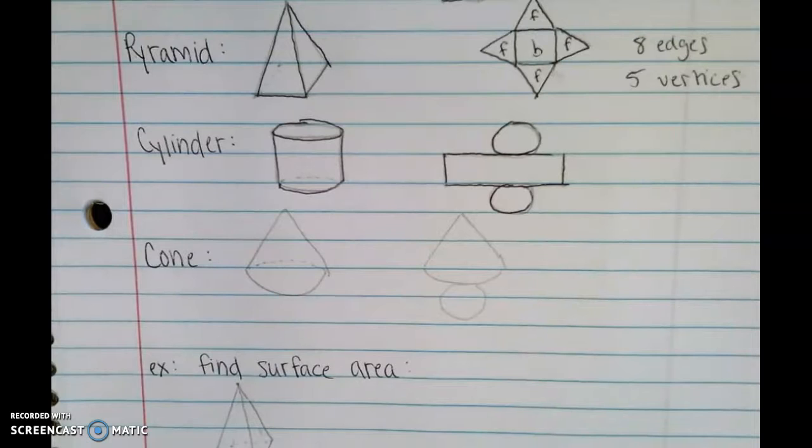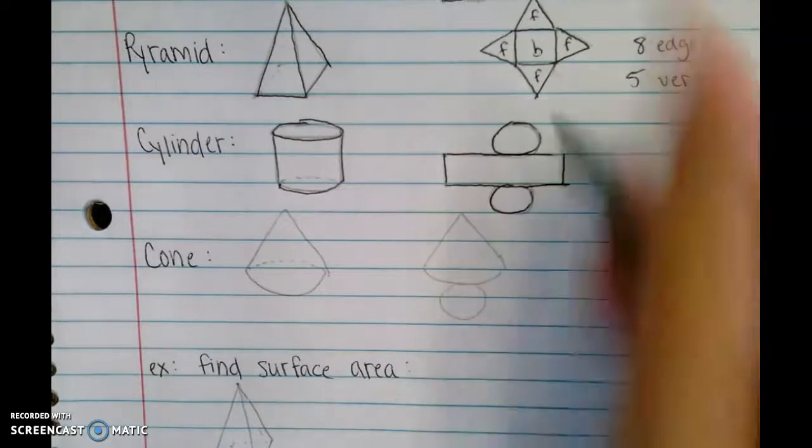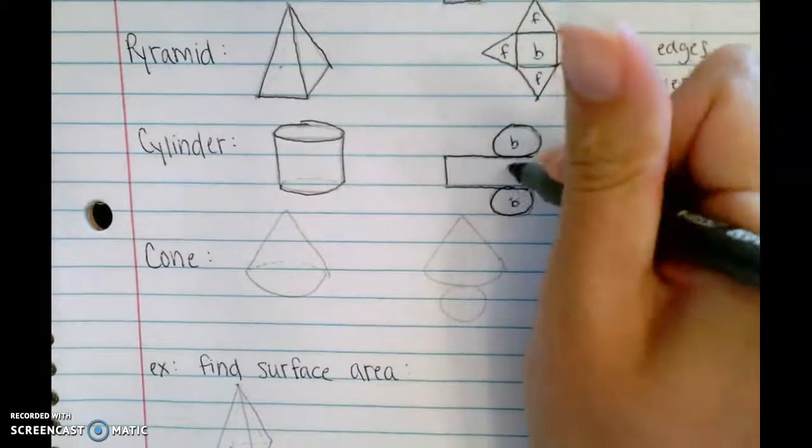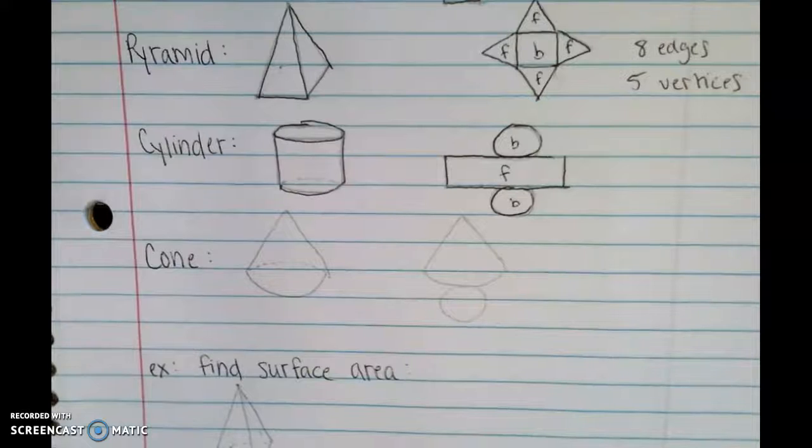Now, because this is a smooth figure, it's circular, there's no edges. I'm sorry, there's no vertices. So we have a base, and this rectangle shape is the face.